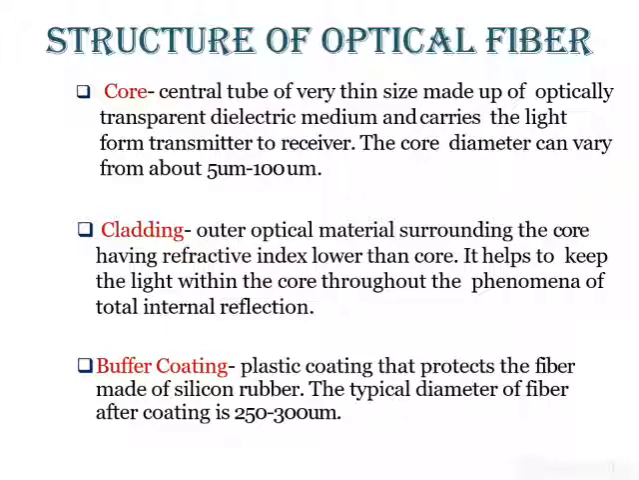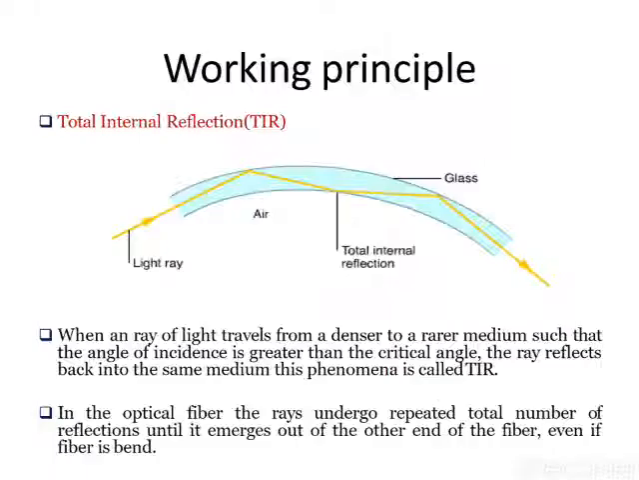Cladding. Cladding is the outer optical material surrounding the core having refractive index lower than core. It helps to keep the light within the core through the phenomenon of total internal reflection. Buffer coating. It is the plastic coating that protects the fiber, made of silicon rubber. The diameter of fiber after coating is 250 to 300 micrometer.